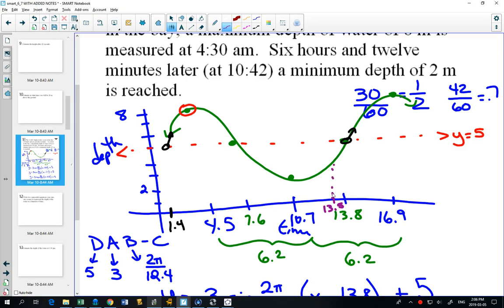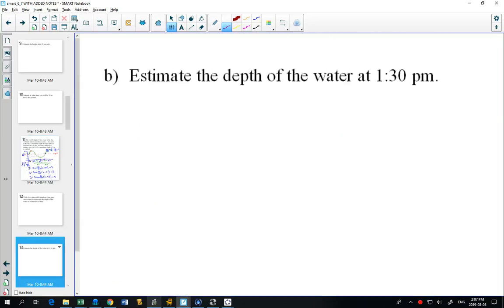Right? And of course, this graph is wonderful. Here we go. What do you say? Estimate about 3.2.